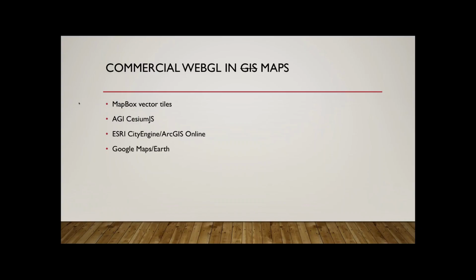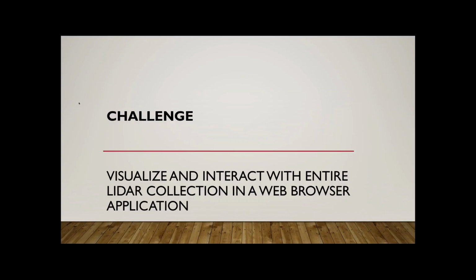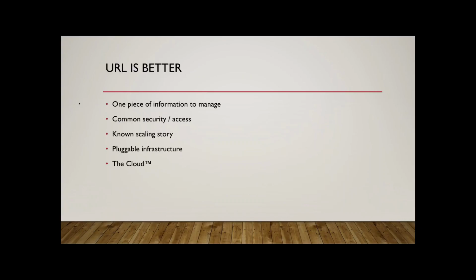So Mapbox vector tiles is maybe a technology that many of you have heard of. The Cesium open source globe environment is a WebGL renderer, lives entirely inside a browser. Esri City Engine and ArcGIS Online are jumping into WebGL and hardware accelerated browser-based applications. And of course, Google Maps and Google Earth have been doing this for quite a long time. So our challenge is, how do we visualize and interact with an entire collection of LiDAR in a web browser?